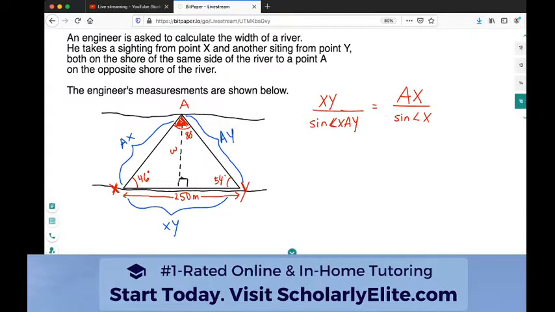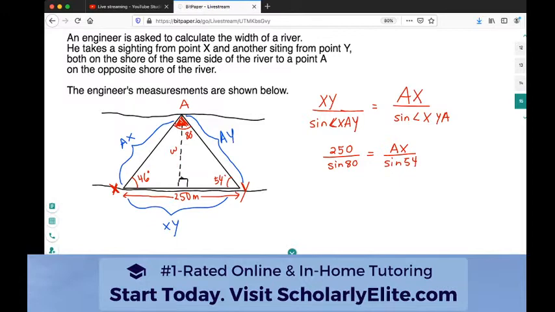Actually, hold on a second, you guys. It should be XYA. There we go. Okay, so let's go ahead and plug everything in. So we've got 250, because that's the length of XY, over the sine of 80 equals some side length AX that we don't know, over the sine of 54, because that's the opposite side.